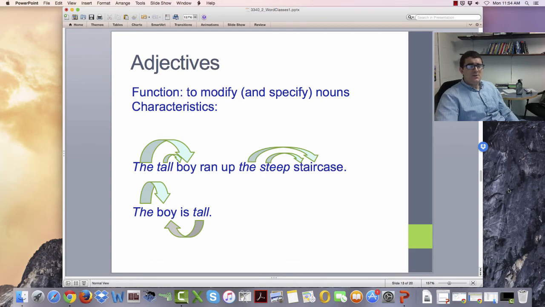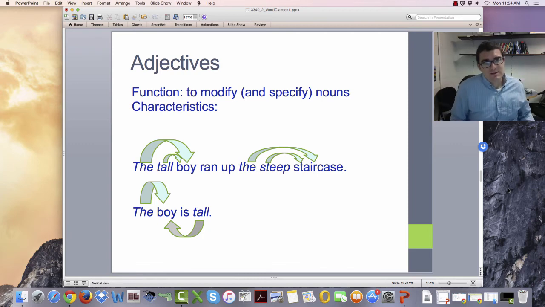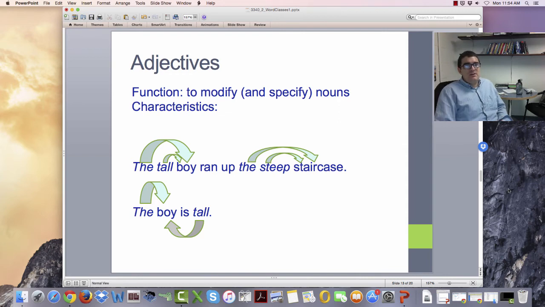So adjectives, our second word class for discussion. Adjectives modify nouns. That means they generally come before the noun that they are modifying. They're giving us extra information about the noun. So for example, we have the tall boy.